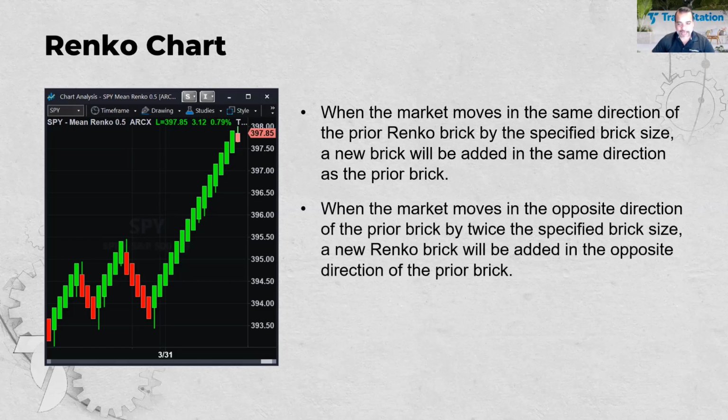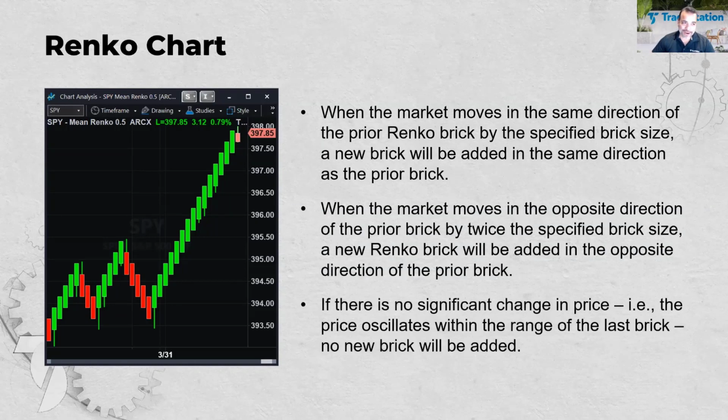When the market moves in the opposite direction of the prior brick by twice the specified brick size, a new Renko brick will be added in the opposite direction of the prior brick. I usually don't like reading this PowerPoint because it's kind of confusing. I want to encourage everyone to pull up your TradeStation, pull up a chart and try to understand where the price is headed. A lot of times reading how the price is moving and what determines the moves up and down is kind of confusing.